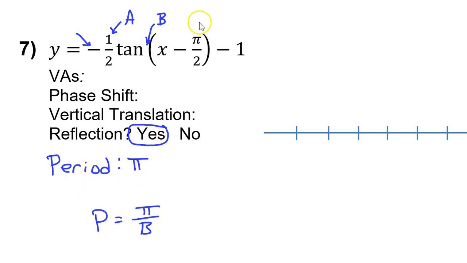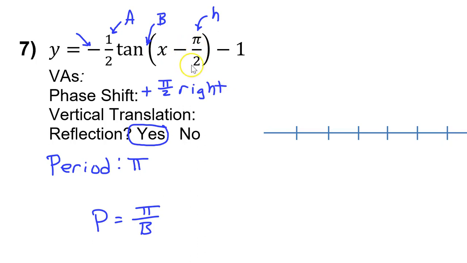Now, we also have this h value here. All right, this is the first one of these that we've done. And that's going to be your phase shift. So please understand that this is moving in the opposite direction of what you would normally think. So this is a phase shift of positive pi over 2 to the right. All right, so it's the opposite of what you see here.